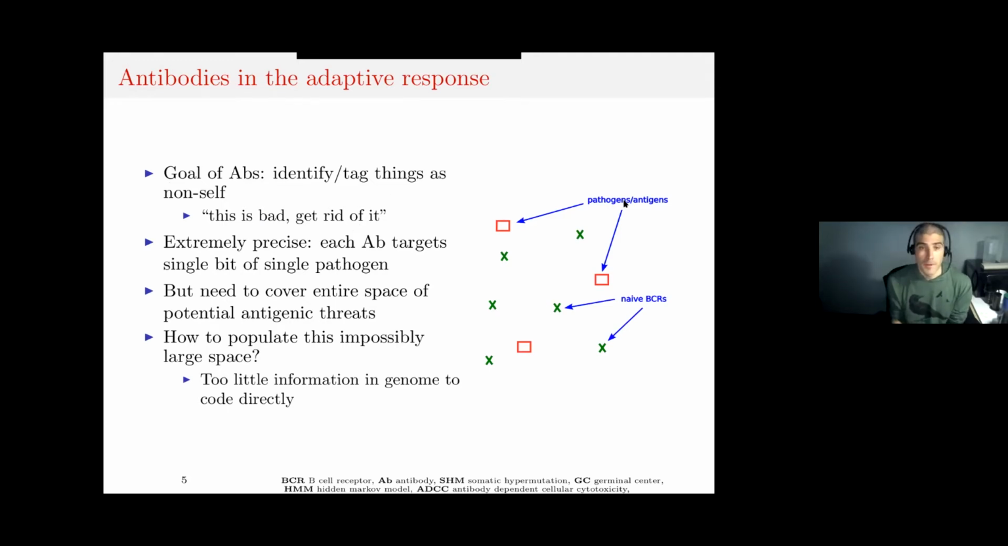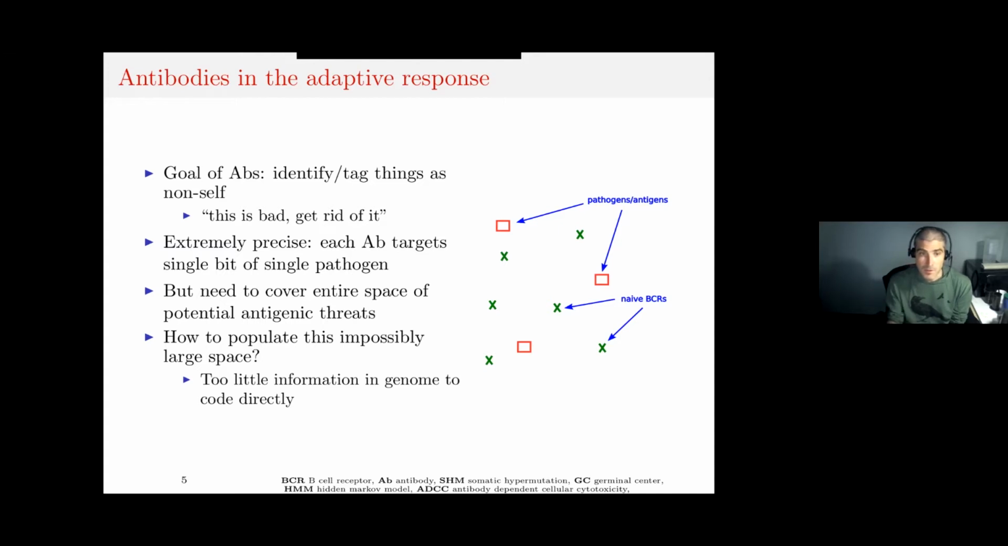So the way I like to think about the main goal of antibodies is that they're identifying or tagging things that we don't want to be there, that we want to get rid of. And once those things are identified or tagged, maybe the antibody actually does the destroying by directly neutralizing, for instance, or maybe the antibody signals to something else in the immune system to get rid of the thing. But in either case, we generally want antibodies to be extremely precise. So they bind to a specific piece of a specific pathogen, like a specific viral variant.